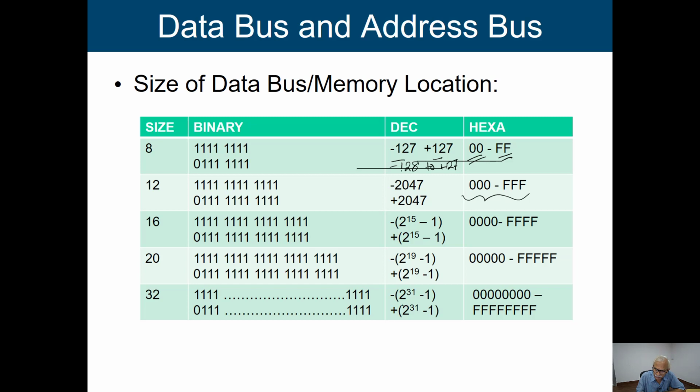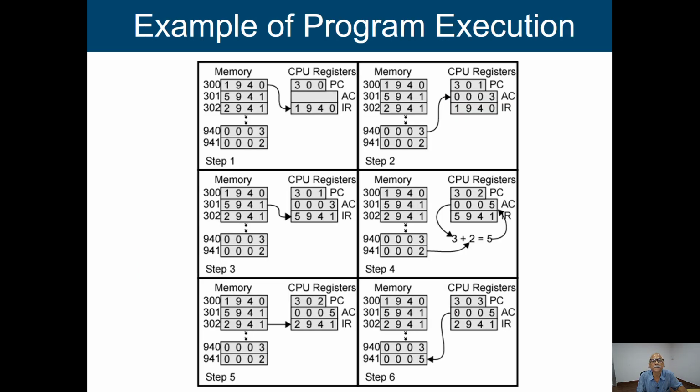So this is minus 2 to the power 31 minus 1 to plus 2 to the power 31 minus 1, with 0, if it is in sign magnitude form. But in case of the 2's complement form, we are going to get one additional representation, which is equal to minus 2 to the power 31. Okay, so this is the way we are going to interpret the information or data that we have in our memory location.